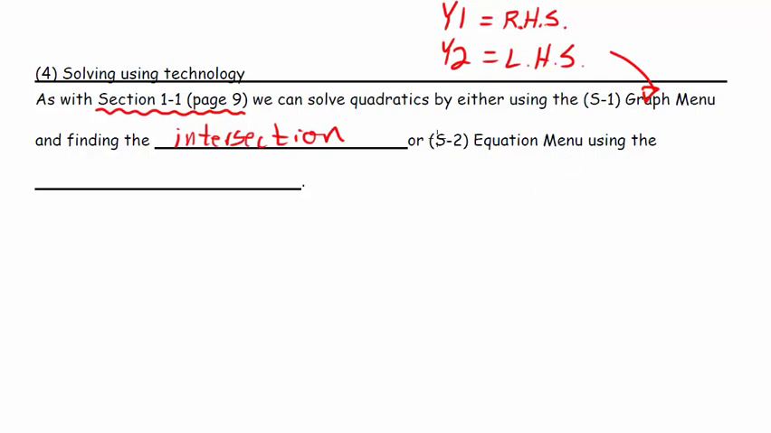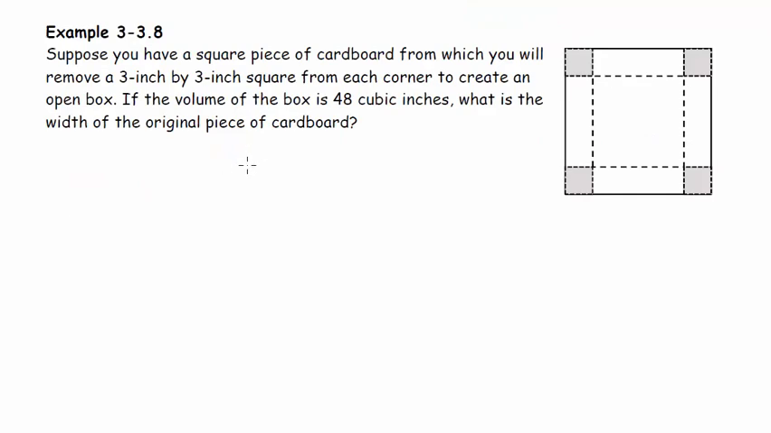Okay? Or we can use the equation menu and use the solver. Alright, so the advantage of the solver is we don't have to worry about the window, but the disadvantage is the solver stops when it finds the first solution. So if there are two solutions, we might not know that from the solver necessarily, where the graph menu makes that more obvious. So let's look at an example here.